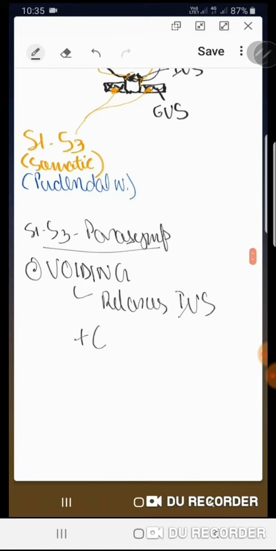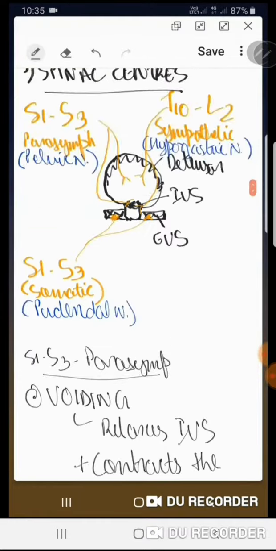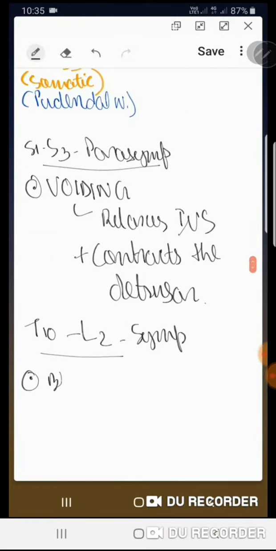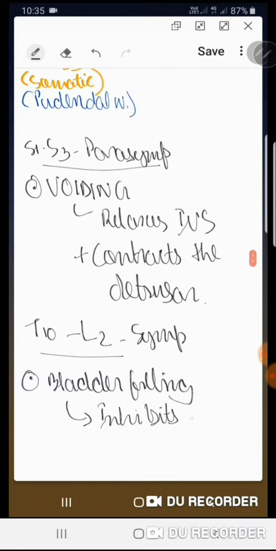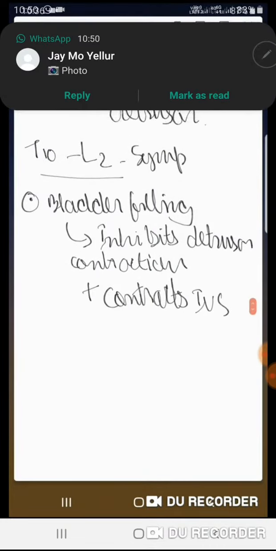It is responsible for relaxation of the internal urethral sphincter and contraction of the detrusor muscle, while T10 to L2, which is the sympathetic, is responsible for bladder filling. It causes inhibition of the detrusor contraction and it causes contraction of the internal urethral sphincter.